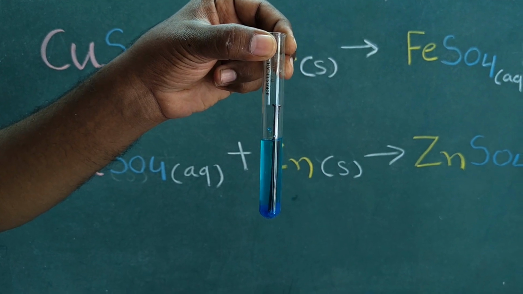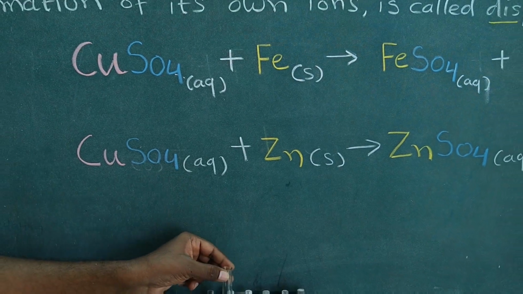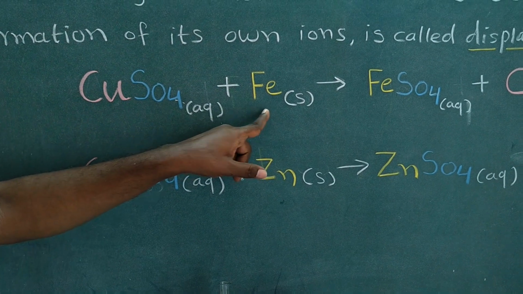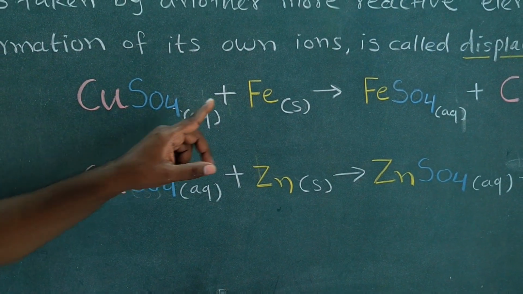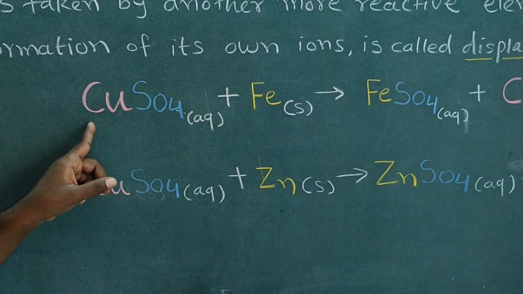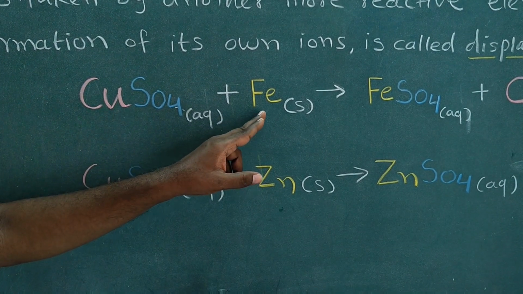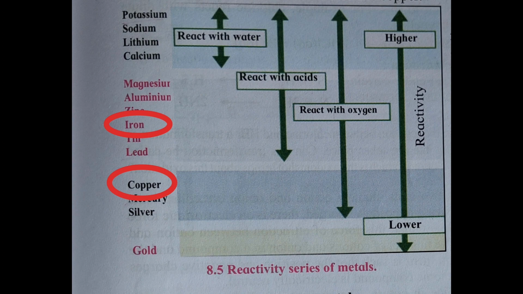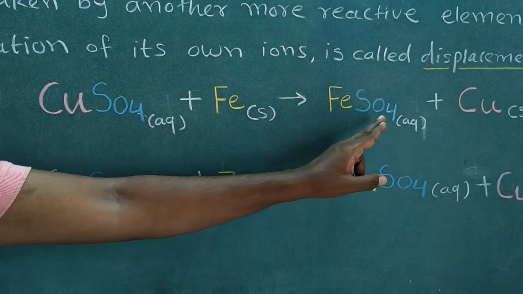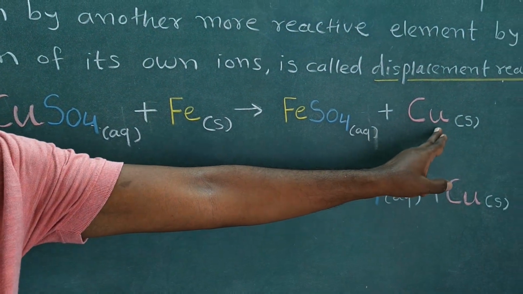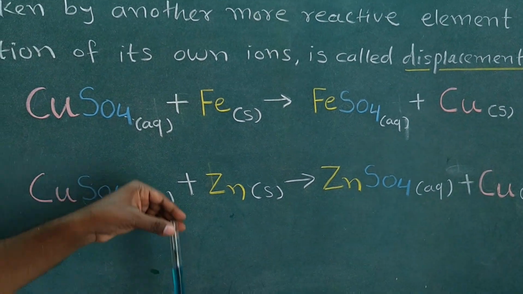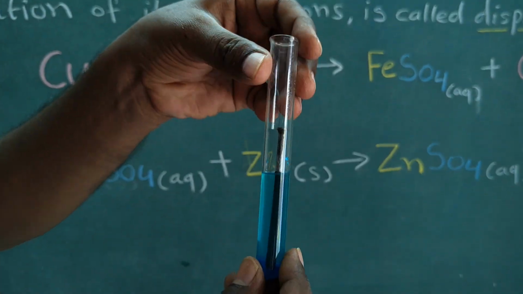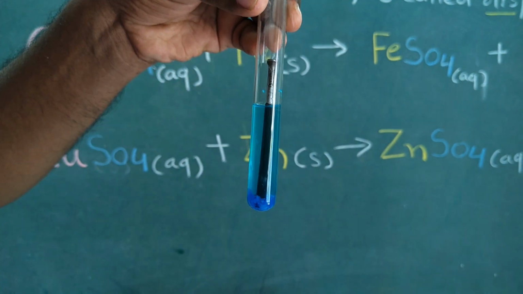Now what will happen over here? Let's see. When we put iron inside the copper sulfate, iron will displace Cu because Fe, that is iron, is more reactive than copper. So Fe will form FeSO4 and copper will get displaced. Now here we will see slowly copper will get deposited on this iron nail.